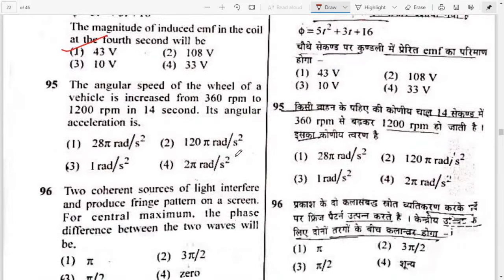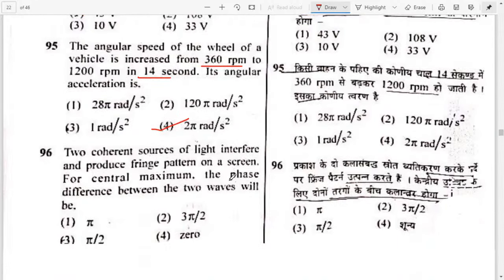Next, the angular speed of the wheel of a vehicle is increased from 360 rpm, rotations per minute, to 1200 rotations per minute in 14 seconds. Its angular acceleration is 4, that is, 2 pi radians per second square. Option number 4 is the correct option students.